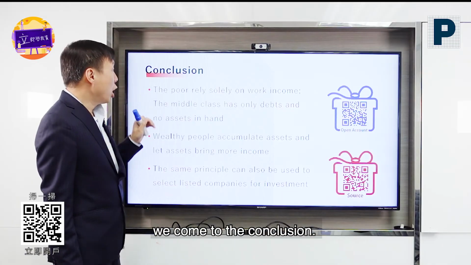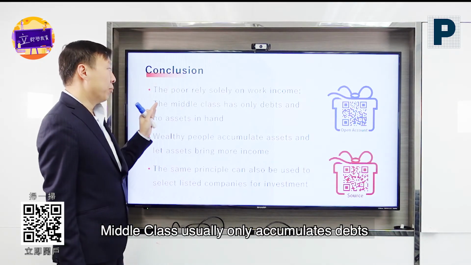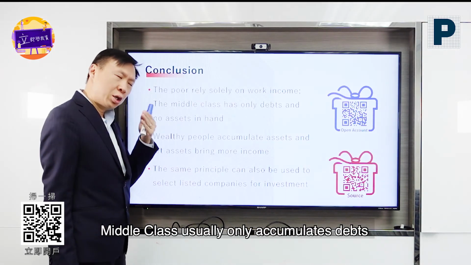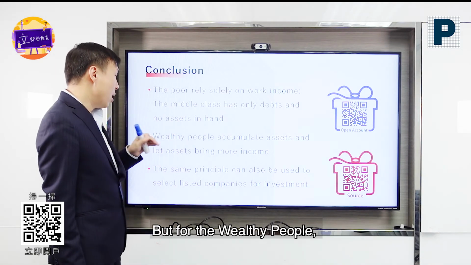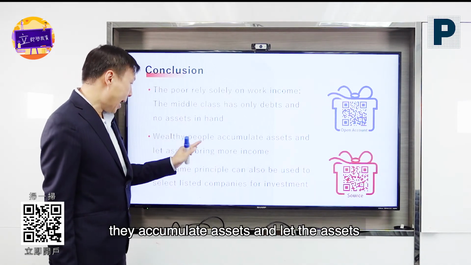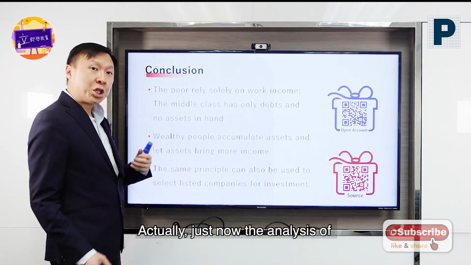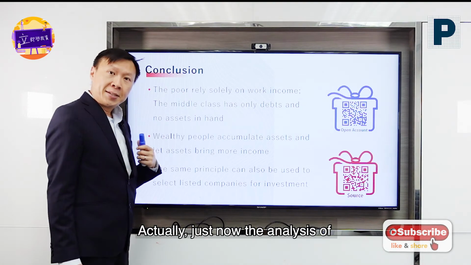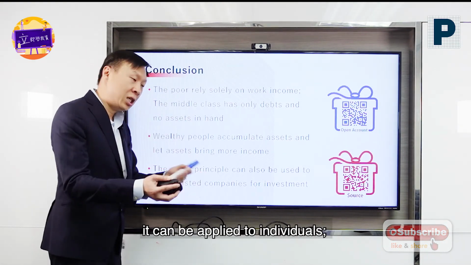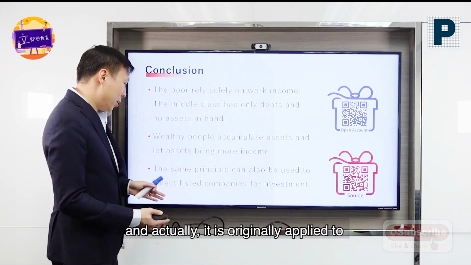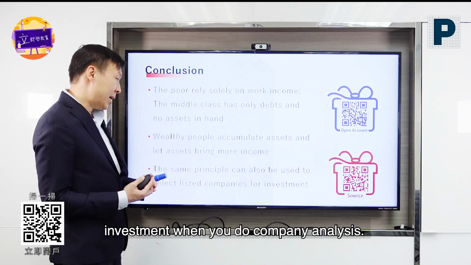It's a short video, so we come to the conclusion. The poor rely solely on work income. The middle class usually only accumulate debts rather than assets, so they don't have any assets in hand. But the wealthy accumulate assets and let the assets bring more income to them. And the analysis of the income statement and balance sheet can be applied to an individual, but it is actually also applied to investment when you do company analysis.